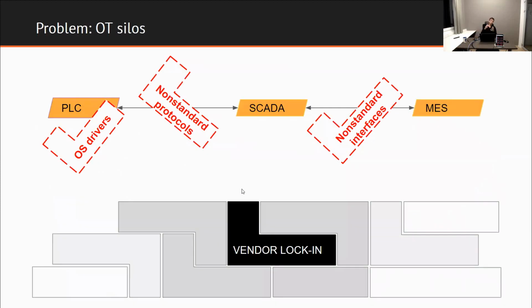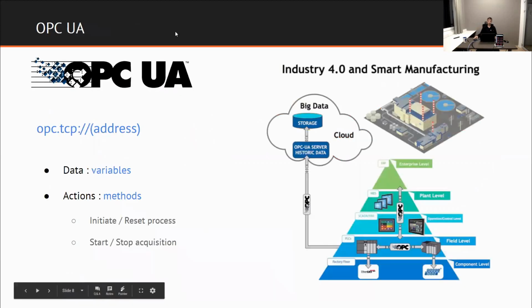But how do we deliver data anywhere, from sensors to IT systems and the cloud? How do we extract data from devices of different incompatible vendors, and how do we get out of vendor lock-in? And this is where OPC UA comes into play.